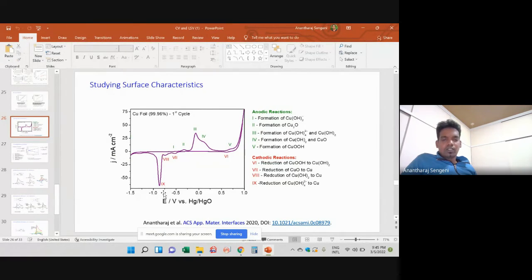So this is not 1.8. If you see, around 1.8, it is probably the hydrogen evolution reaction, but that will not go up again.